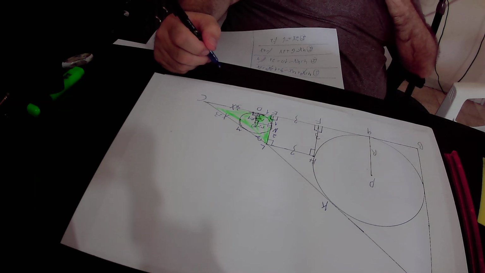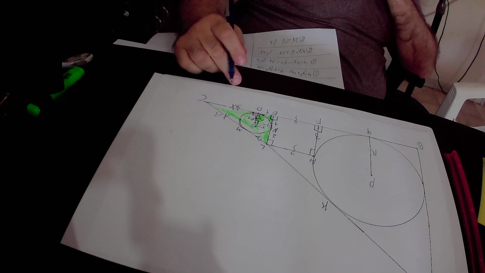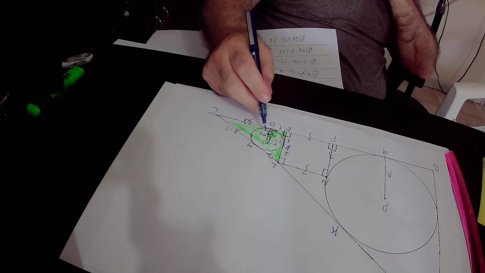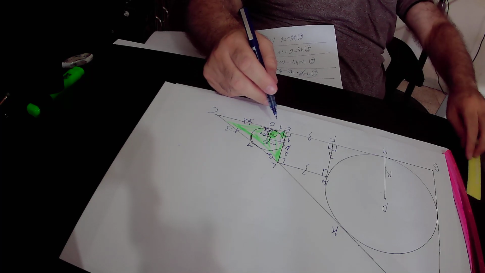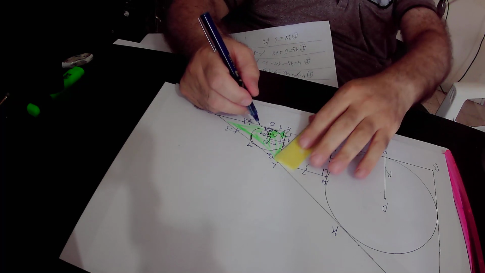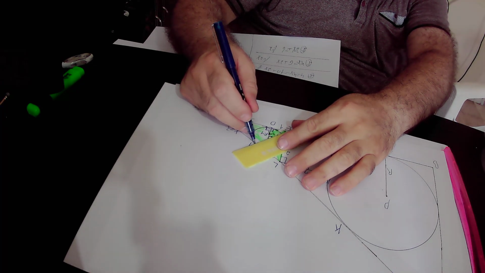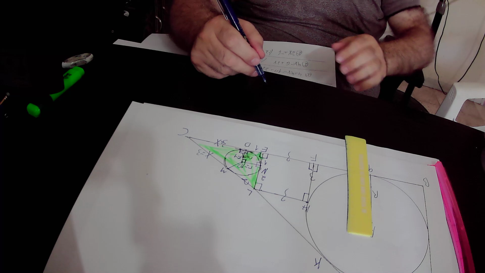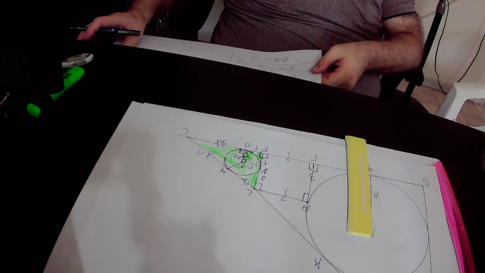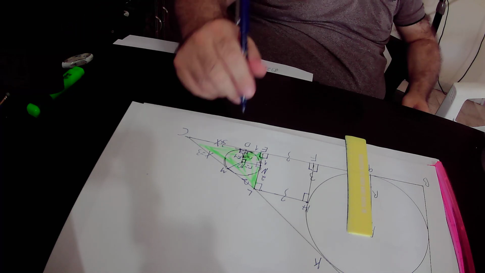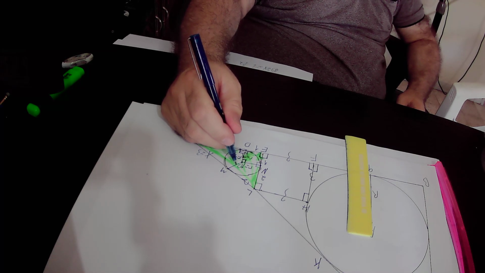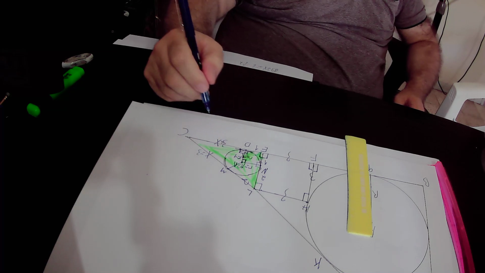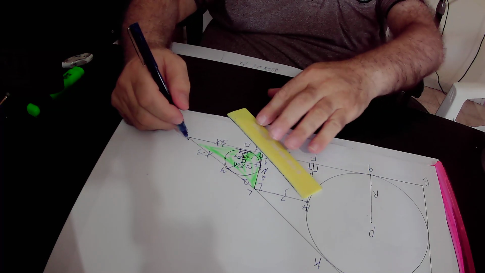Okay, so in the next step, we will join points O and M together by a straight line. Point O is the center of the circle. Point M is the point on the circle itself. Therefore, OM is the radius of the circle. It is equal to 1. In the next step, we join point C and O together by a straight line.